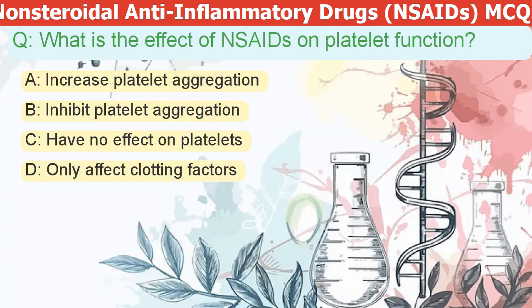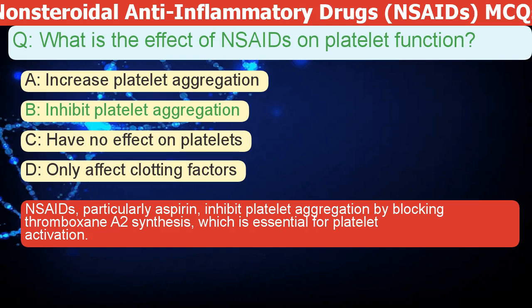What is the effect of NSAIDs on platelet function? A. Increase platelet aggregation. B. Inhibit platelet aggregation. C. Have no effect on platelets. D. Only affect clotting factors. The correct answer is B. NSAIDs, particularly aspirin, inhibit platelet aggregation by blocking thromboxane synthesis, which is essential for platelet activation.